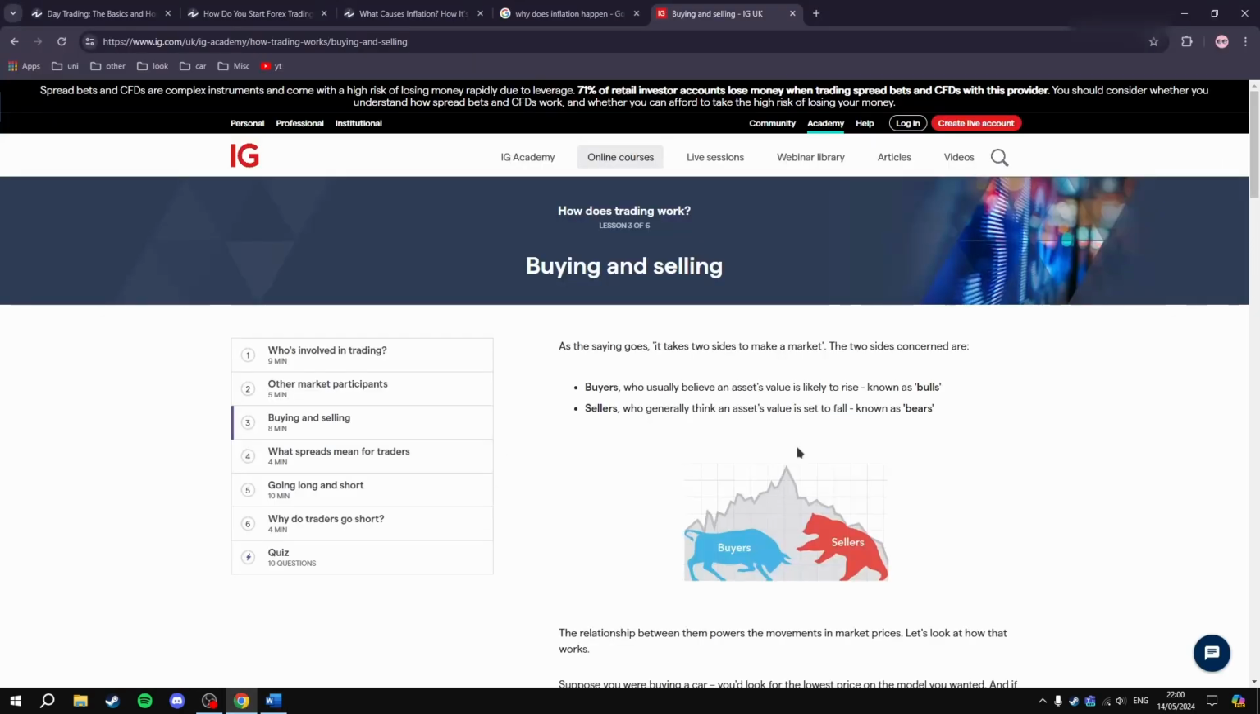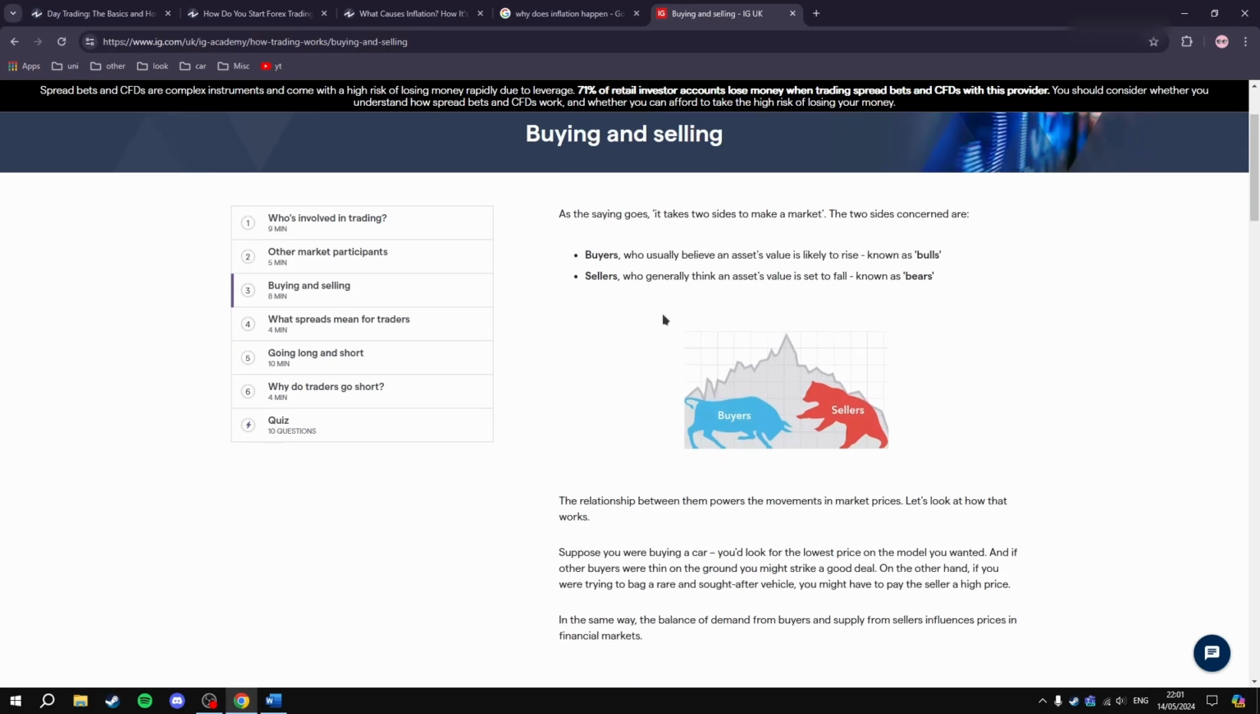The saying goes, it takes two sides to make a market. The two sides concerned are buyers, who usually believe an asset's value is likely to rise, also known as bulls, and sellers, who generally think the asset's value is set to fall, also known as bears.